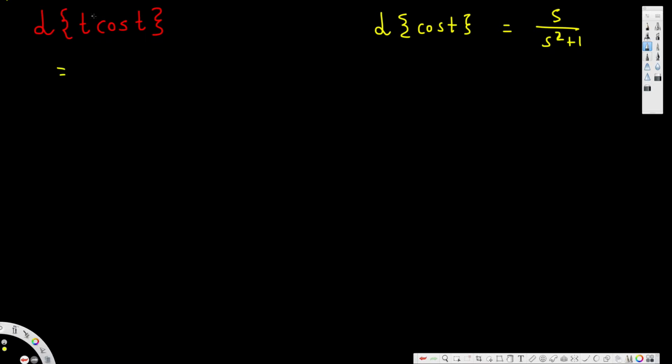Now whenever we have any function that's multiplied by t, we can always replace that t with negative d by ds. Negative d by ds, and the function cos t, the Laplace transform of function will be the next thing. That is s over s square plus 1. Here we are taking the derivative of this one with respect to s.